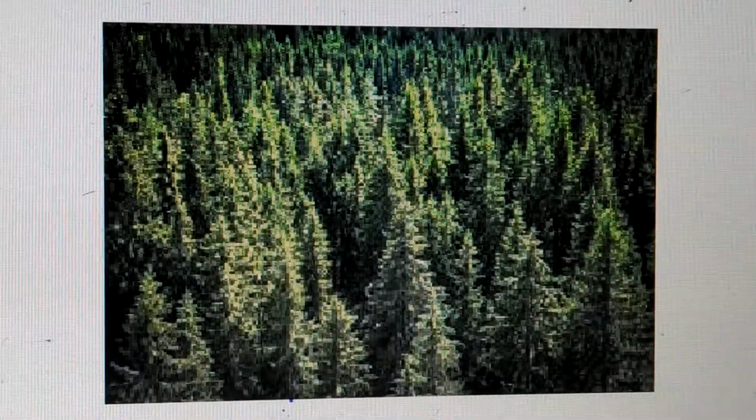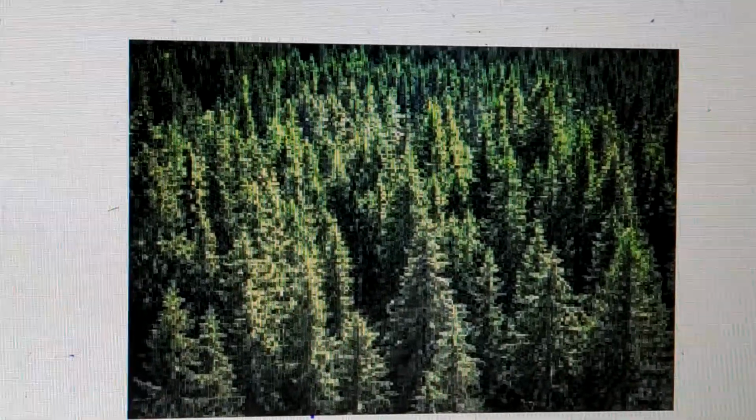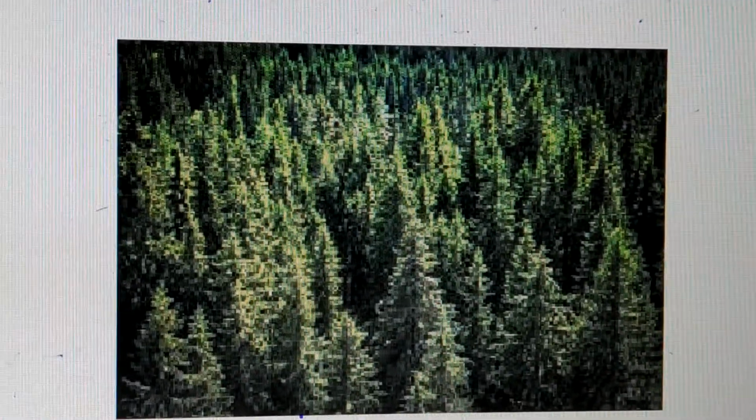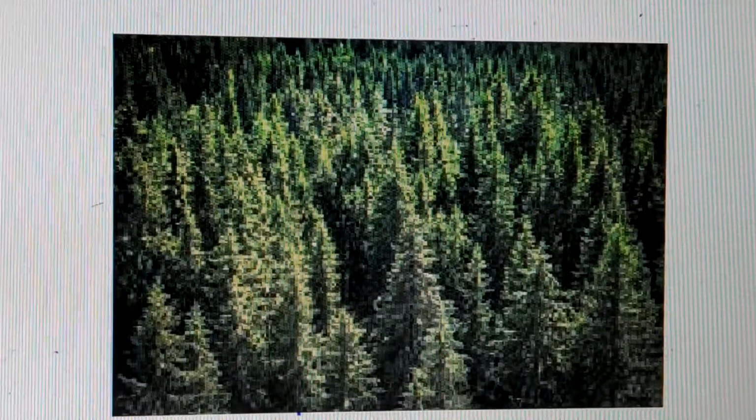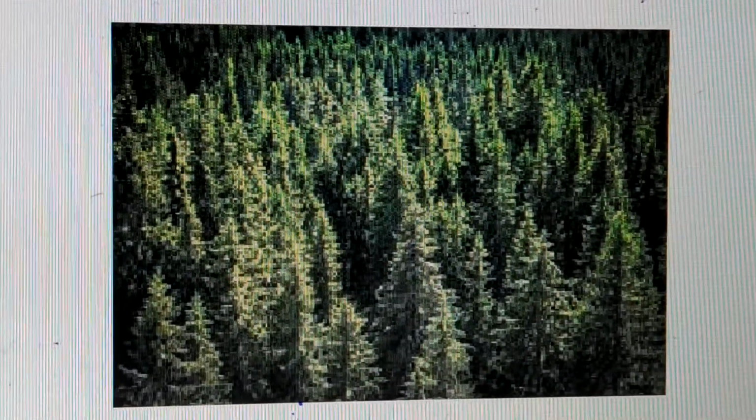A snow covered area is nothing but a cold desert where water is available in the form of snow. Water in the liquid form is practically absent. So these are some of the xerophytic conditions.